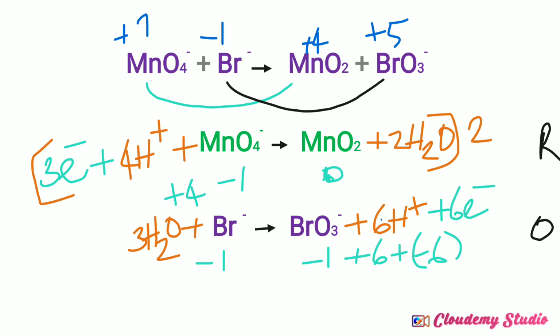So as a result, what does it become? This will become 6 electrons, 8 hydrogen ions, 2 permanganate ions, 2 manganese dioxide, and 4 water. So after multiplying, both the half reactions we need to add together. That we can do on the next page.